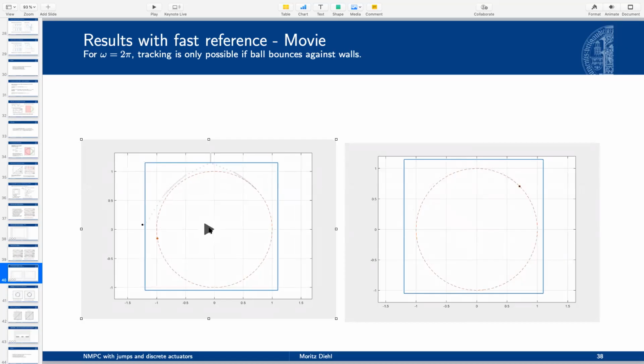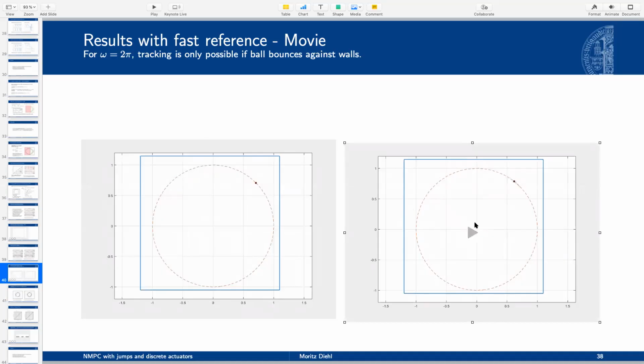Okay. So these are 2 plots. This one is how it looks in physical time. That's a video in physical time. And you see that the ball is actually actively steered against the walls in order to profit from the fact that you get the reflection here. So that's nice. Sometimes it's not. It depends a bit on how far the walls are and so on.